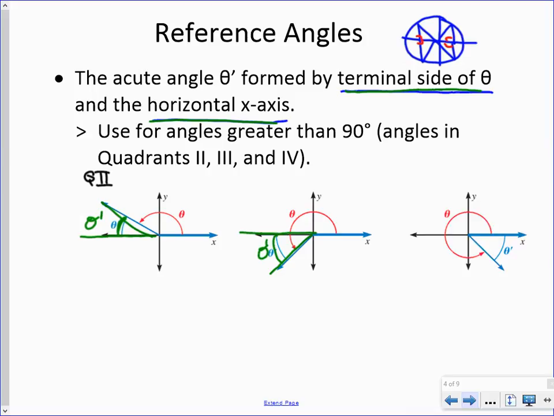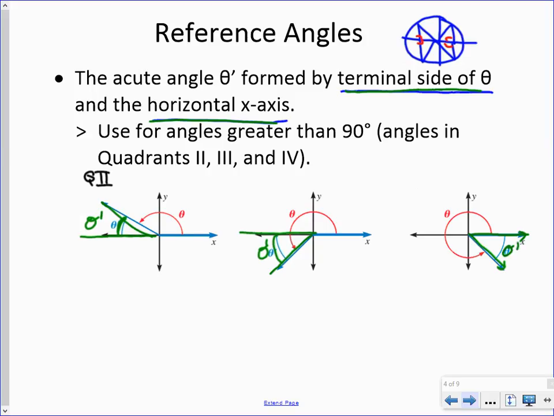And finally, in quadrant 4, we've got a larger angle so that the terminal side lands in quadrant 4. If I use the terminal side, and this time the x-axis, I'd have to go back to the positive. If I went back to the negative side of the x-axis, I'd be more than 90 degrees, so it wouldn't be acute anymore. So I've got to go back to the positive now. That would be my reference angle right there.